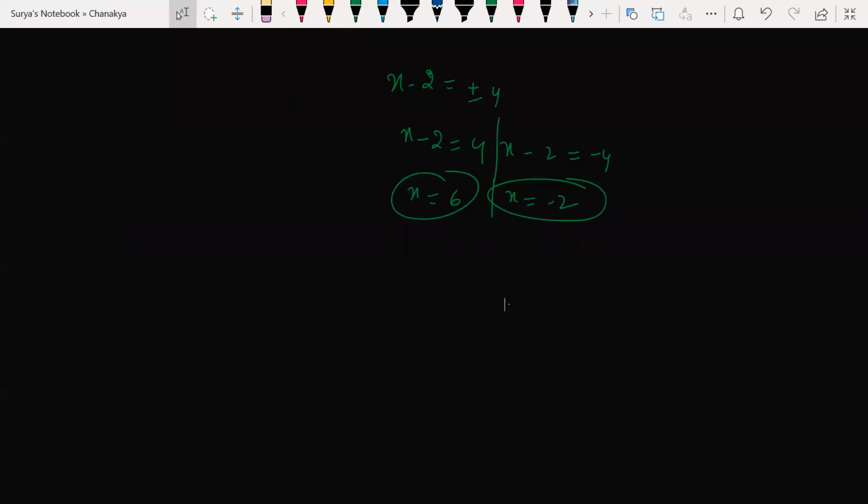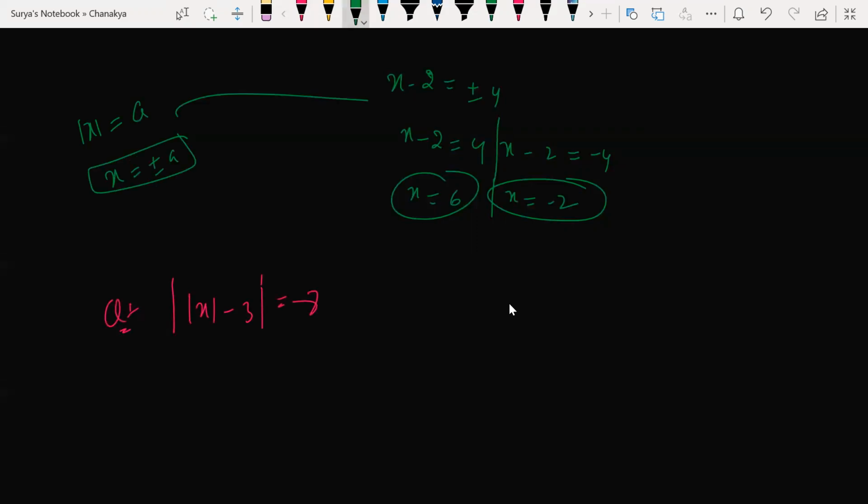Now if I ask you a simple question like modulus of modulus x minus 3 is equal to 8. Sir, what is the concept you have used here? This is the concept I have used: modulus of x is equal to a is nothing but x is equal to plus or minus a. Tell me the answer of this.